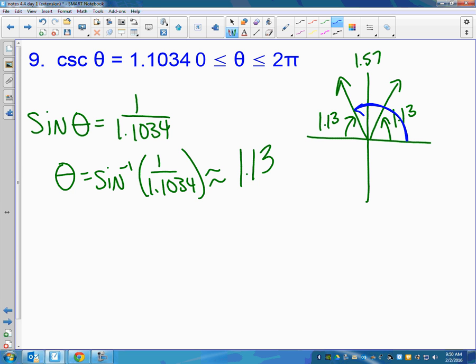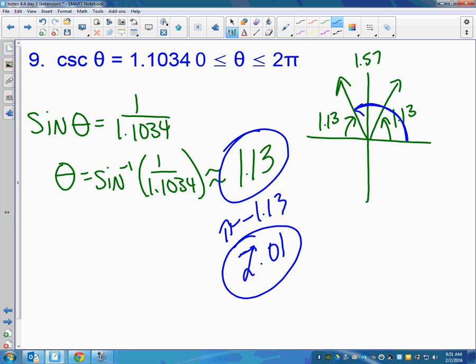Does that work? Oh, I think that's a little off, right? This whole thing is pi, and I just don't want 1.13 of it, so I'm going to take pi minus 1.13, which is 2.01. So there's always two answers if I'm going 0 to 2 pi.